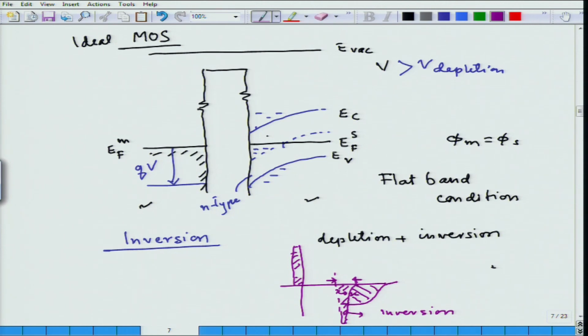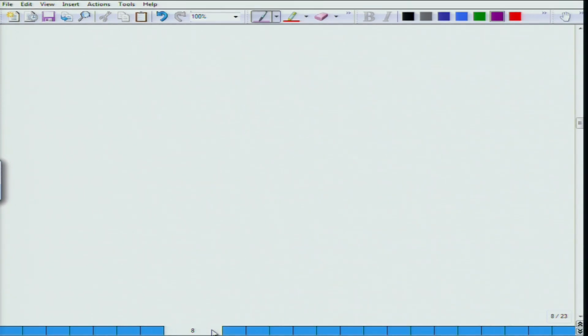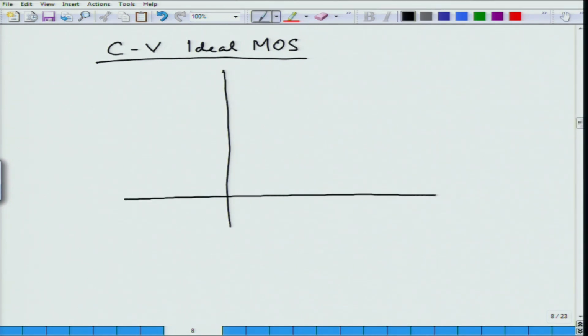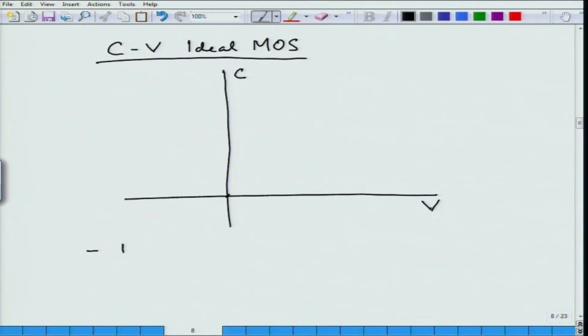So, with all this charge distribution, if I plot what the capacitance looks like, capacitance versus voltage for the ideal MOS, for which we have already looked at the electronic structure and the charge distribution in the device, and these are all equilibrium considerations, then I can plot the capacitance versus voltage. For this ideal MOS at 0, there was no charge distribution, but was the capacitance 0? Capacitance was not 0, and the reason for that is how we measure capacitance.